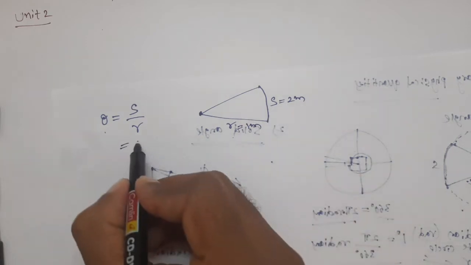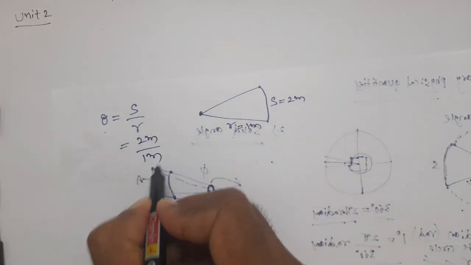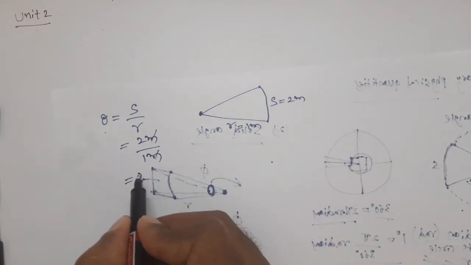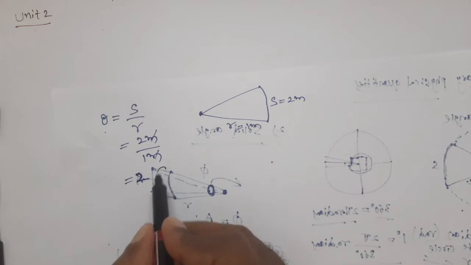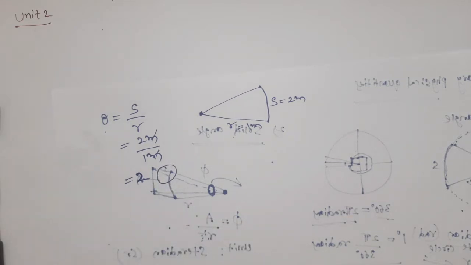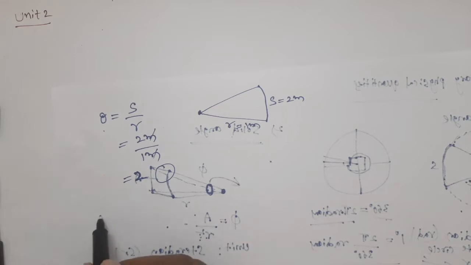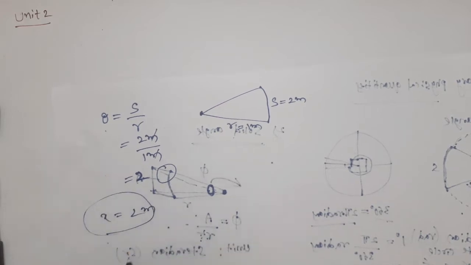Theta is equal to S by R, 2 meters divided by 1 meter. So meter gets cancelled, right? So what do we get here? We get 2. 2 is a number, right? Do we get any unit here? No, we don't get any unit actually, because meter gets cancelled. Actually, it is a unitless quantity, but we are assigning a unit to understand that this theta is a plane angle. Suppose if I say x is equal to 2, it doesn't make any sense. But if I say x equal to 2 meters, that means x is a distance or displacement.